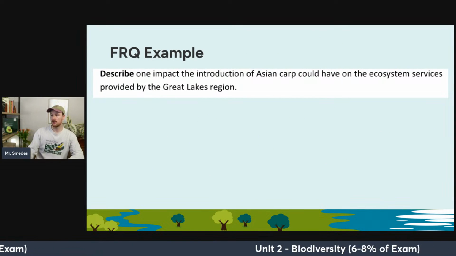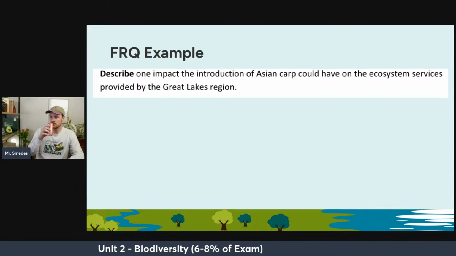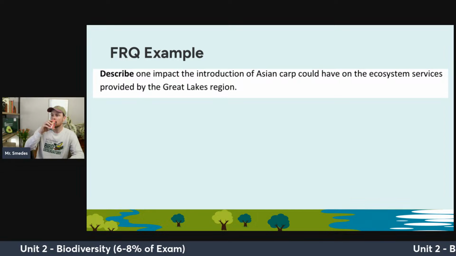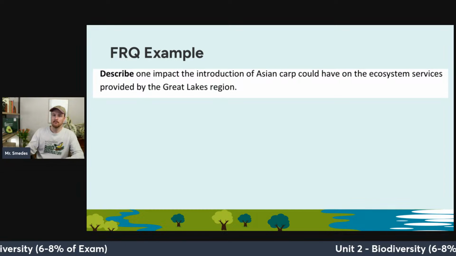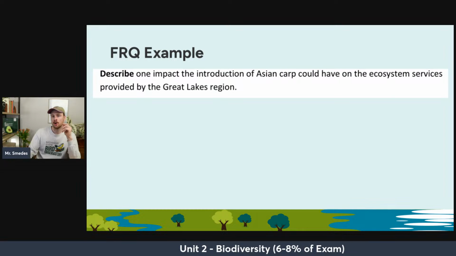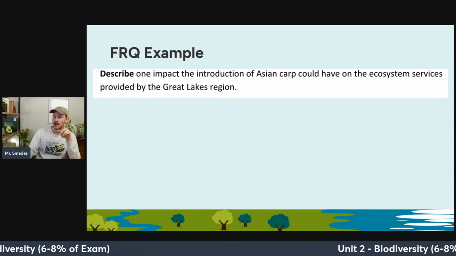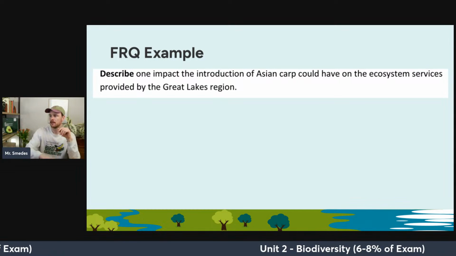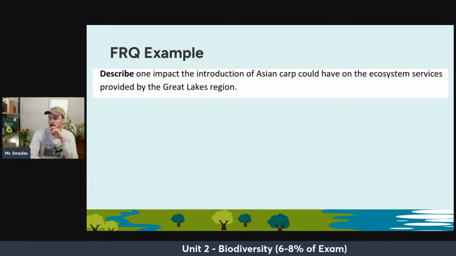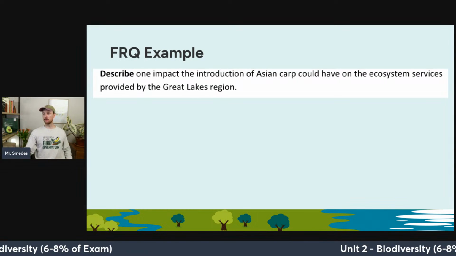So let's try another FRQ example quick. Describe one impact the introduction of Asian carp could have on the ecosystem services provided by the Great Lakes. I like this question because Michigan, my home state, I think is the only state that has 4 Great Lakes around it. And so we have a ton of Great Lakes access. And this is a question, the Asian carp issue, that's very, very relevant to Michigan.